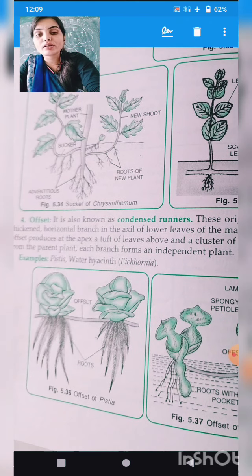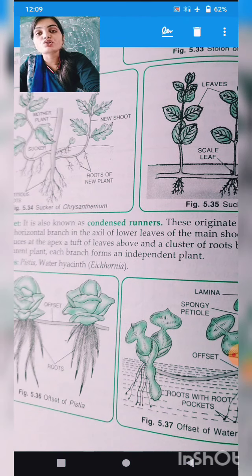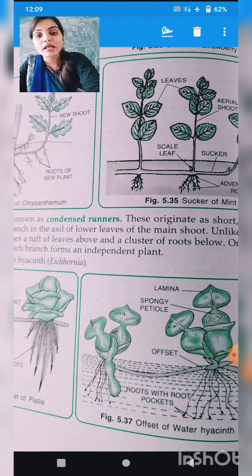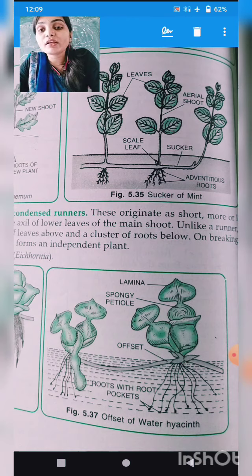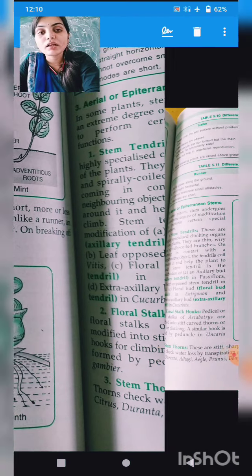Okay, now you can see offset of pistia, that we had also studied in the modification of root. Then the other, water hyacinth, in that also you can see the stem which is having a root. Okay, so basically these are the examples of stolon, the runner, and the, you can say, the sucker. Okay, now you can see the aerial stem.